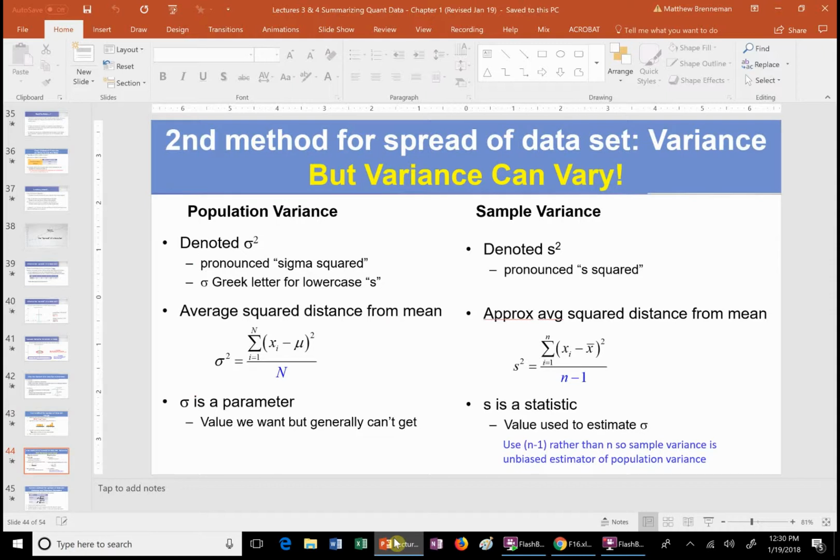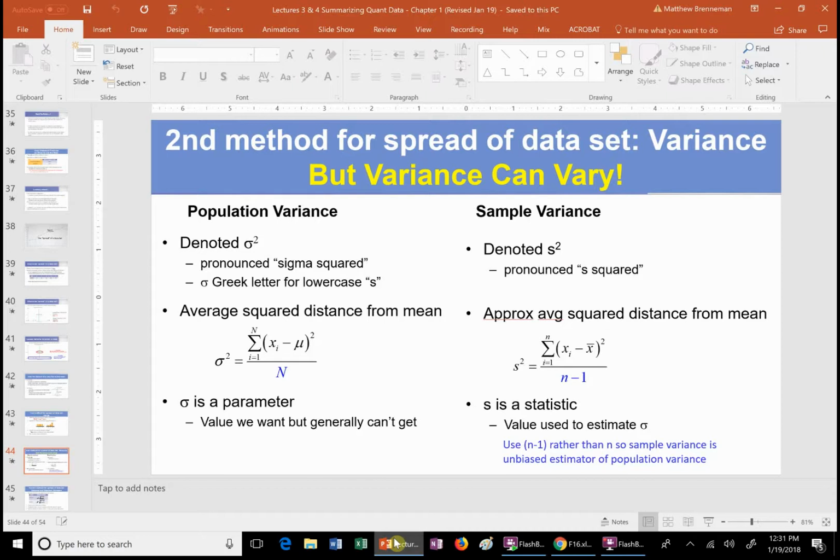So we usually use this thing called variance. And the variance is essentially the average of the squared distances of the data values from the mean. Notice that there are 2 different variances here. There's a thing called the population variance. In other words, if I take all the data values in the population, subtract them from the population mean, square all those distances, sum them and take the average, that's the population variance.